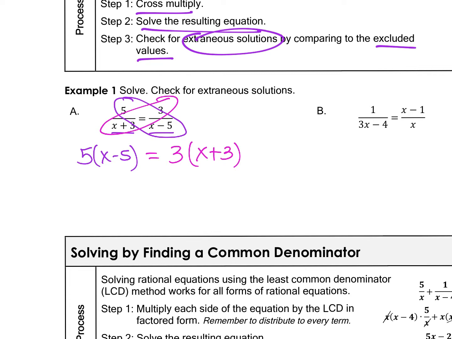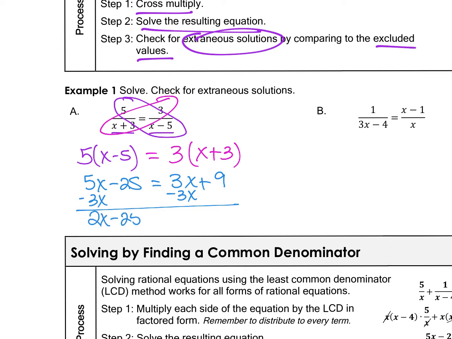So I'm going to distribute. So that's going to be 5x minus 25 equals 3x plus 9. Make sure you distribute all the way through. I'm going to subtract 3x over because now I have a linear equation that I'm solving. Add 25. So that's going to be 2x equals 34, so x will equal 17.